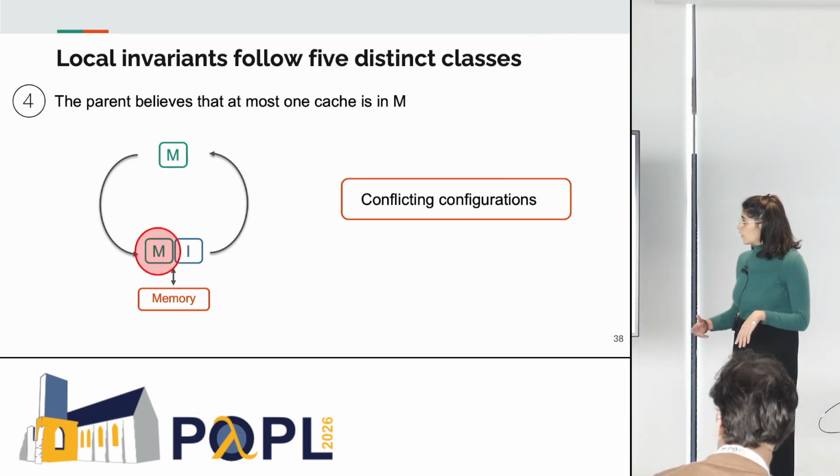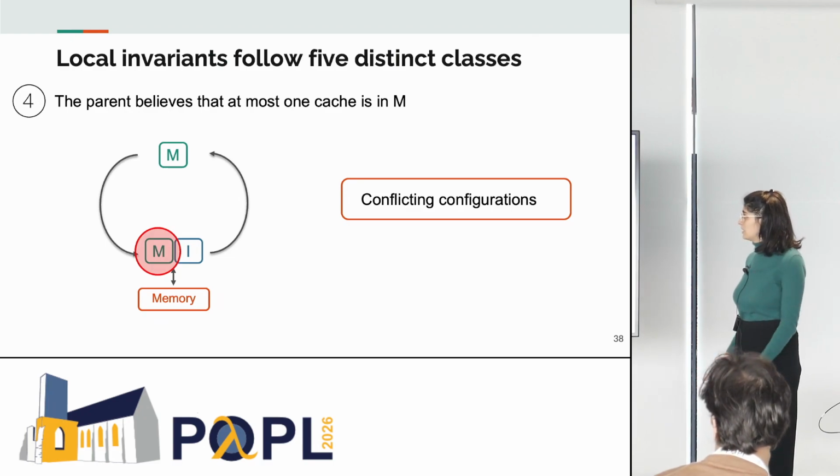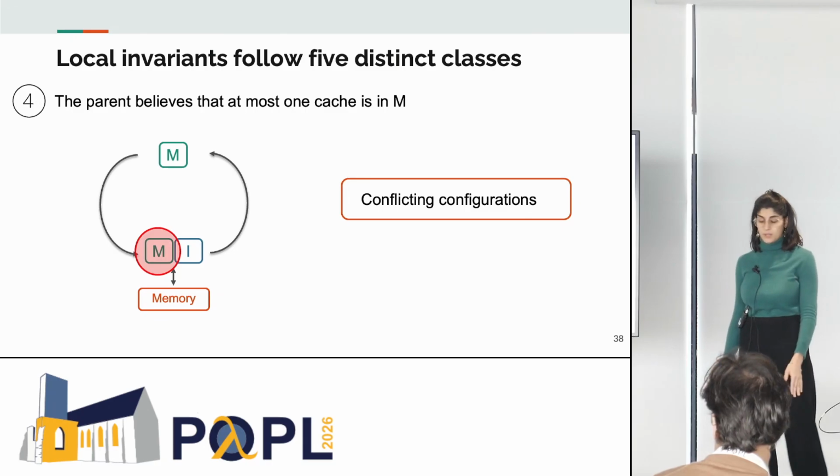Then we have the fourth class, which is conflict configuration, which says that the parent believes that at most one cache can be in M.